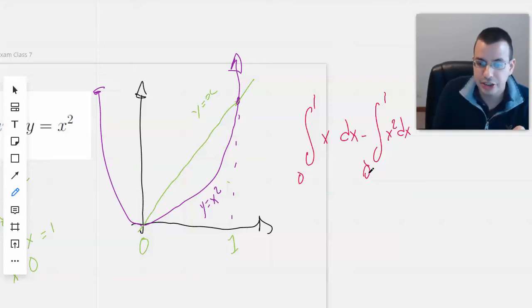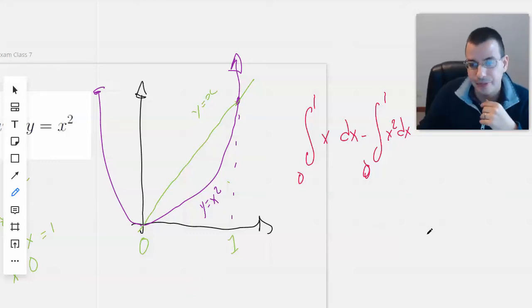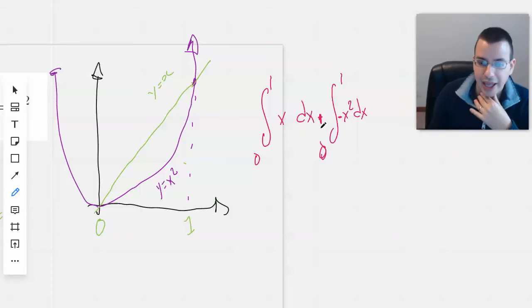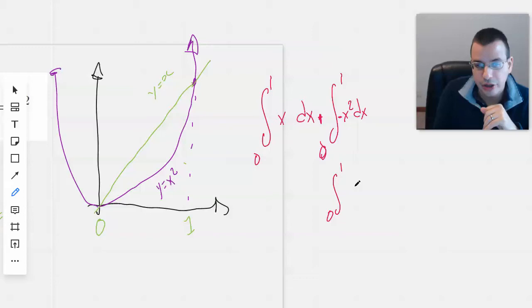Now, since these both have the same limits of integration, 0 to 1, we can combine them together. I'm going to move the negative sign to the inside, and you can do that because you can move scalars in and out. That negative sign is really just a -1 scalar, scalar meaning just a number, i.e. not a vector. So we'll have the integral from 0 to 1 of x minus x squared dx.